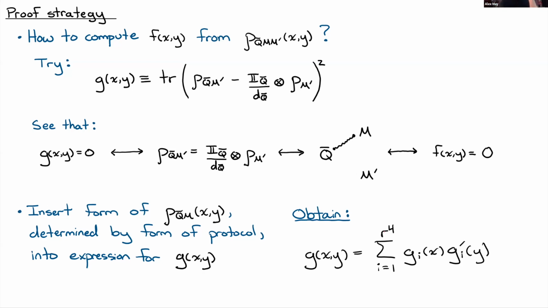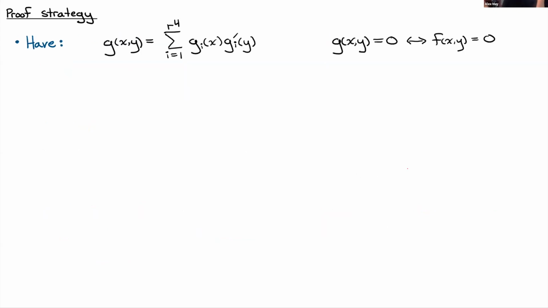And in particular, the sum runs up to R to the 4, where R is the Schmidt rank of the shared state held by Alice and Bob. Okay. It's not totally clear that it will come out that way from what I'm saying, but it's just some direct calculation. Okay. And then we're basically done.